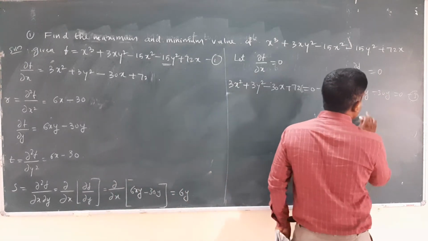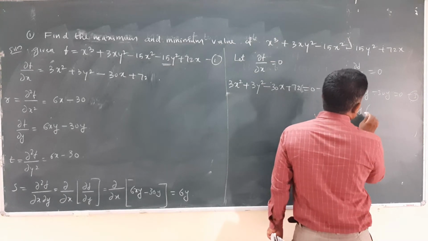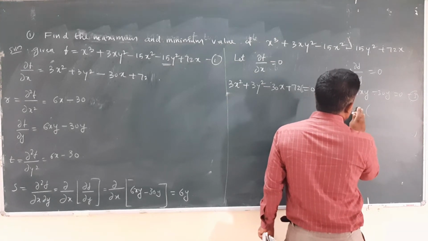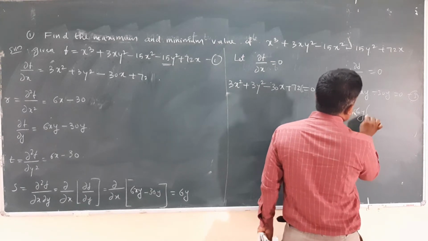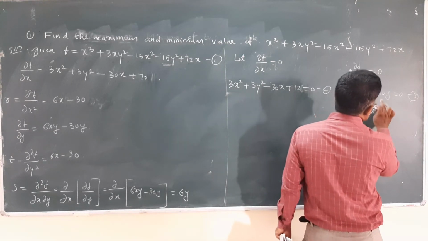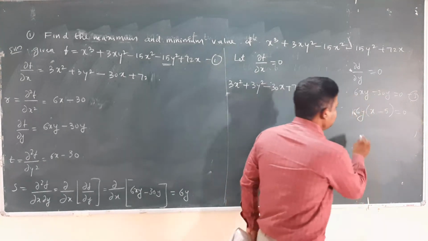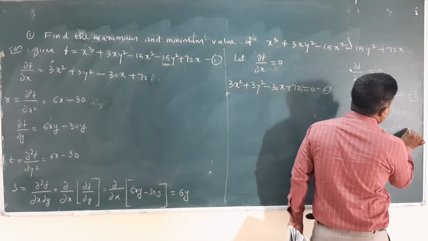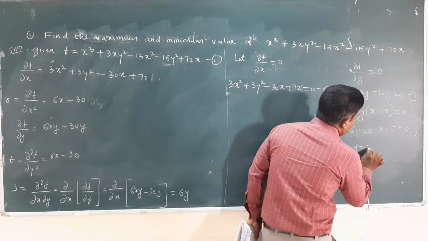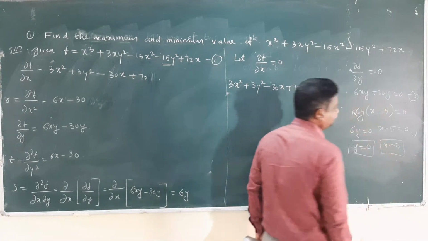So here I will take y as common, or I will take 6y as common. Remaining is x - 5 equal to 0. That is, 6y equal to 0 and x - 5 equal to 0. So this implies y is equal to 0 and x is equal to 5.